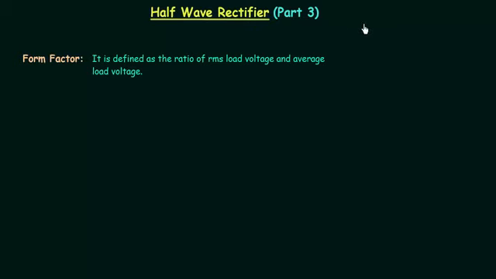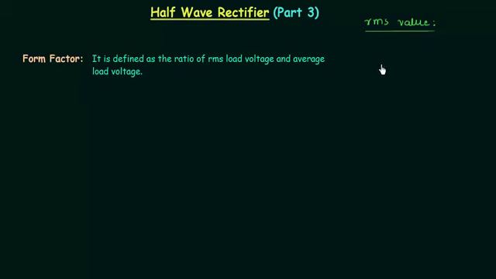circuit. But first I will explain the significance of RMS value. In the last lecture we saw how to calculate the RMS load current and RMS load voltage, but we skipped the significance part. So first I will explain the significance of RMS value, then we will move to the form factor. The RMS value is the equivalent of DC value.